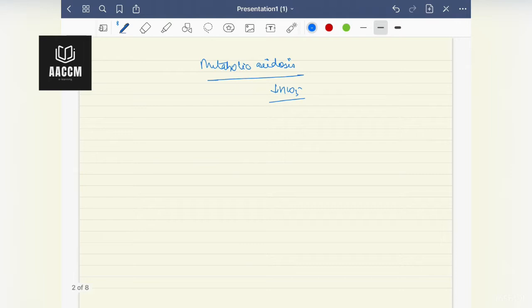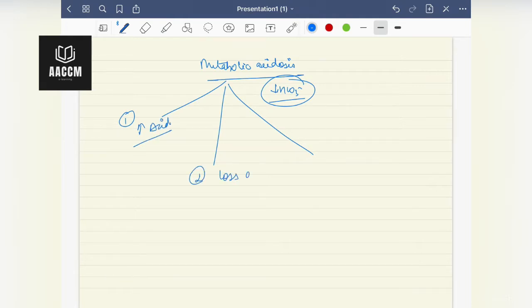Now, metabolic acidosis can be diagnosed in an ABG by the fall in bicarbonate values. It can be due to three reasons. The first, it can be due to an increase in acid production in the body. Second, it can be due to loss of bicarbonates from the body. And third, it can be due to a renal pathology, where there is an inability to excrete more acid from the body.